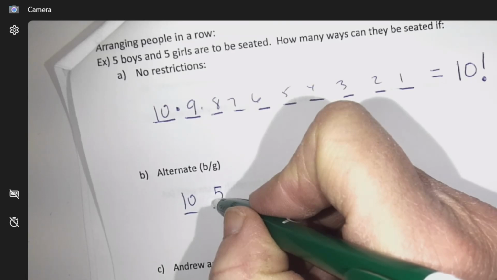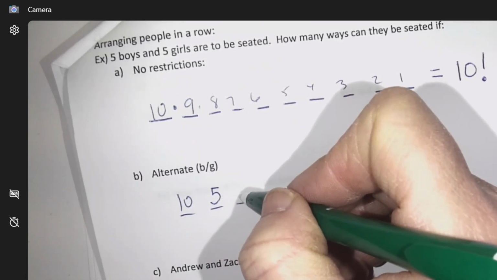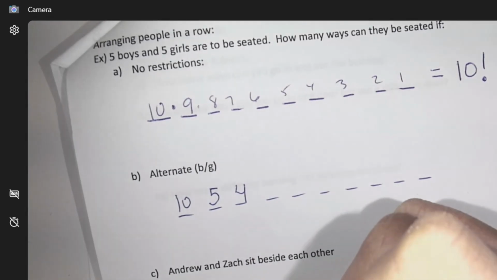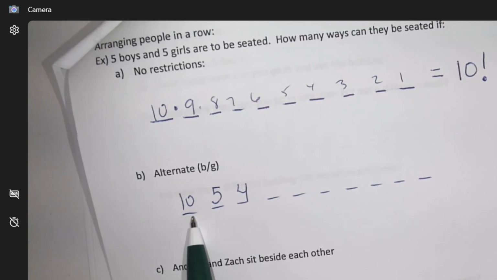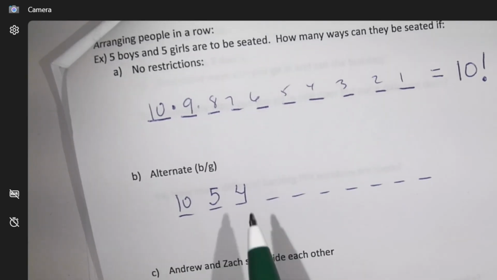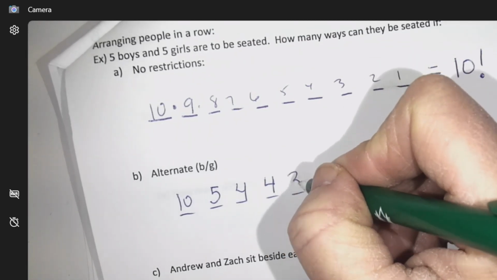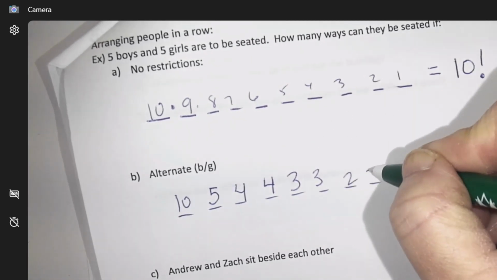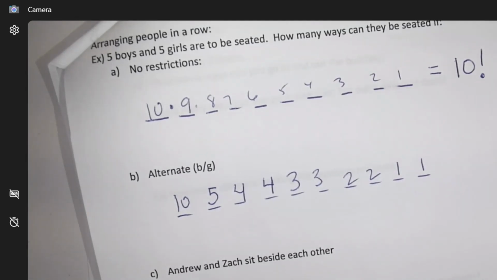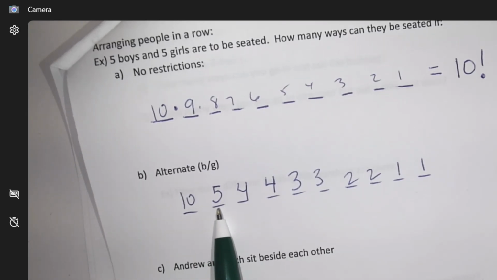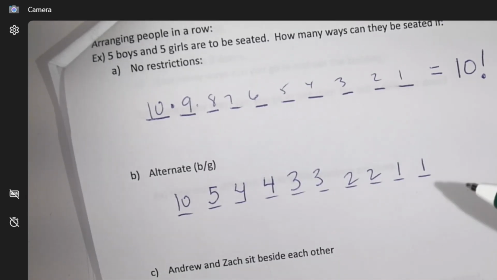Then if I am going back to a boy, how many boys would I have left? 4. Because I put one there. And then I'm back to a girl, so now I have 4 girls left. Back to a boy, there's 3 boys. 3, 2, 2, 1, 1. So I could put anybody there, but then here I had to put the opposite gender, so then there was only 5 of those, and then 4, 3, 2, 1.